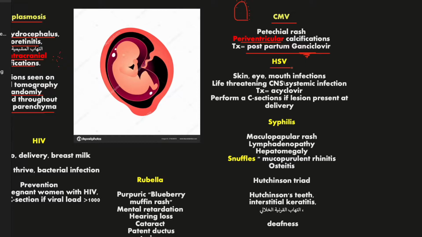Another piece of information, with the herpes simplex virus. Herpes simplex virus will cause skin, eye, and mouth infections and life-threatening CNS and systemic infection. Treatment for herpes simplex is acyclovir.